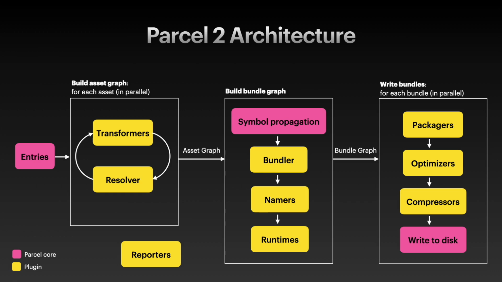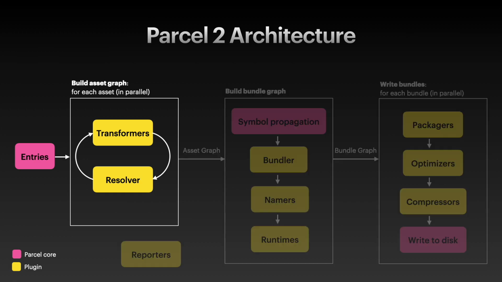So in Parcel, there are basically three main phases. In the first phase, Parcel builds a graph of all of the assets in your project. An asset is roughly equivalent to a file or module, though sometimes files can contain multiple assets. Parcel runs a pipeline of transformer plugins to transform or compile the assets and extract any dependencies that it might have, such as import statements or URL references.